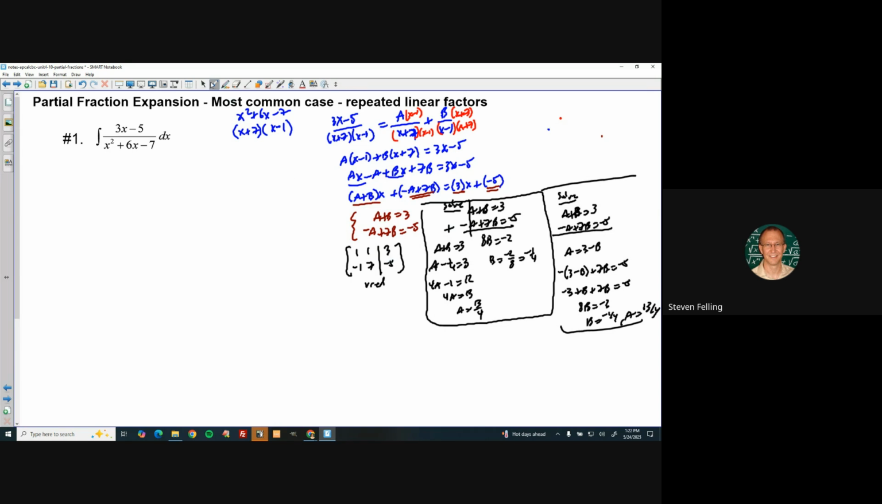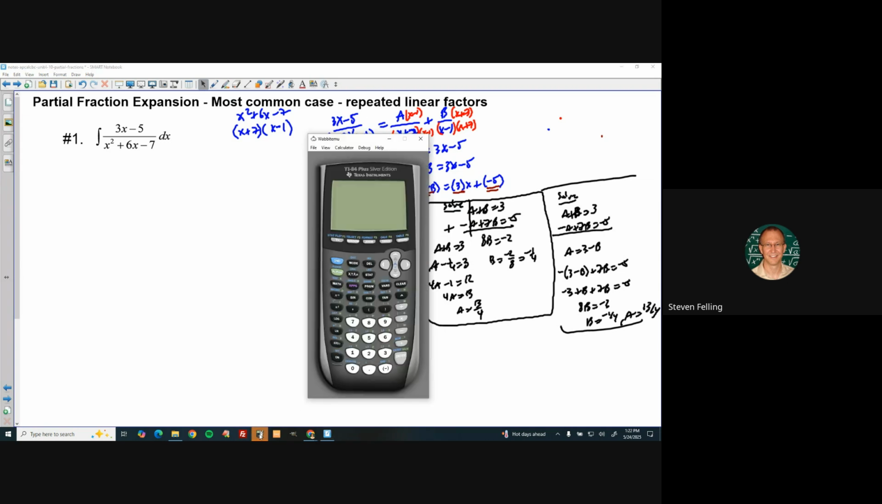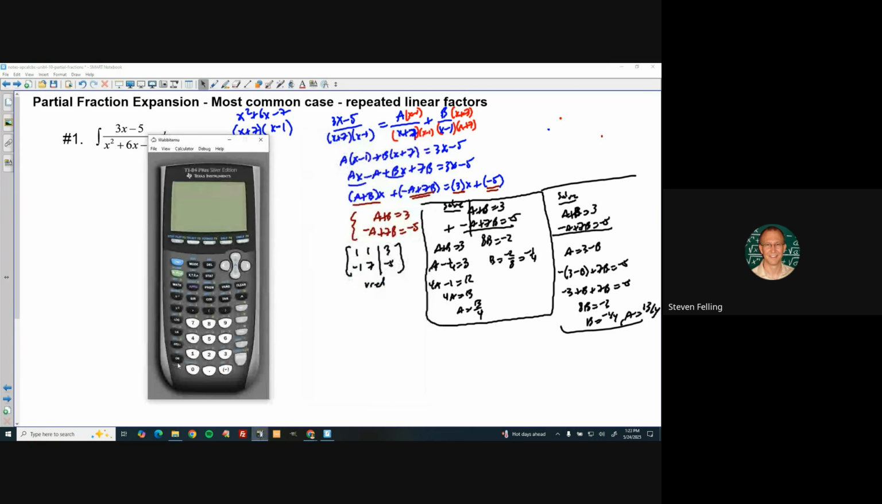You can do that by grabbing a calculator, and then you can go to the matrix menu here. This is 2 rows, 3 columns, so edit matrix A to be 2 rows and 3 columns, and then enter in the coefficients 1, 1, 3. And then negative 1, make sure you use this and not the subtraction key, the negation key. Negative 1, 7, negative 5.